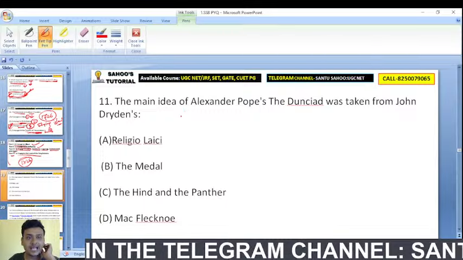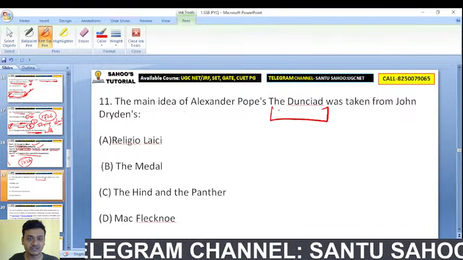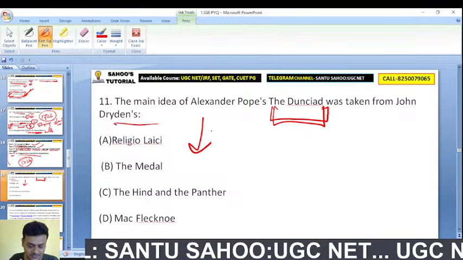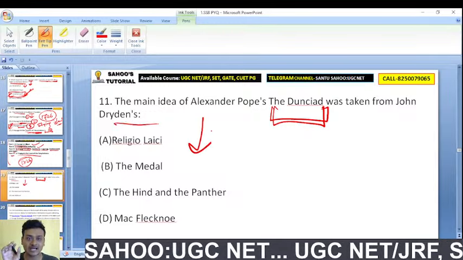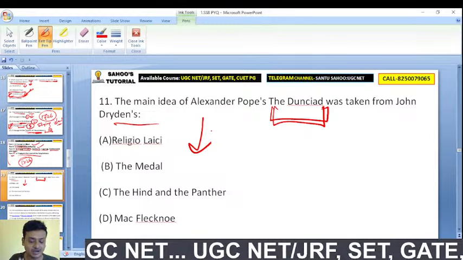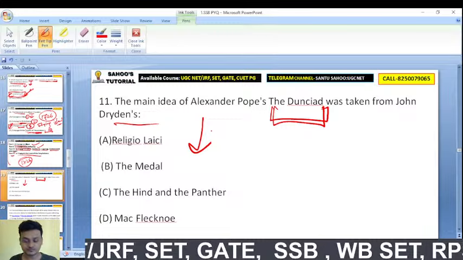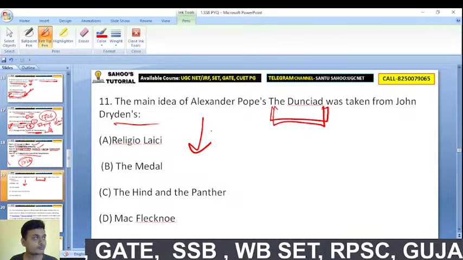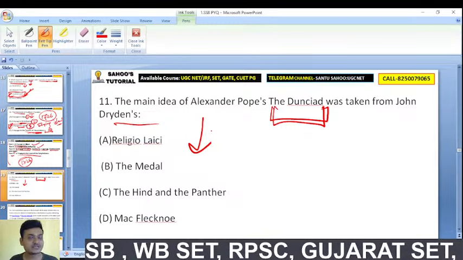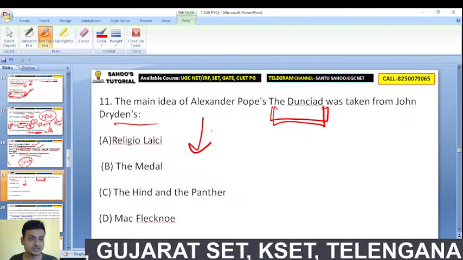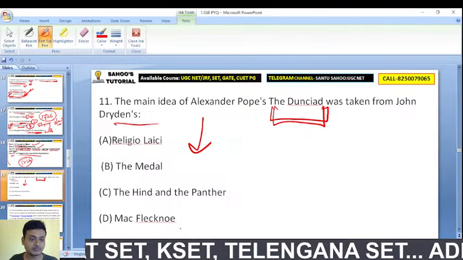Okay. The main idea of Alexander Pope's The Dunciad, the famous work Dunciad, was taken from John Dryden's work. Alexander Pope had written the poem called The Dunciad. He was heavily influenced by the works of Dryden, okay, the master. The famous writer of the Restoration period. That's why the Restoration period is also known as the Age of Dryden. Religio Laici, The Hind and the Panther, and Mac Flecknoe.